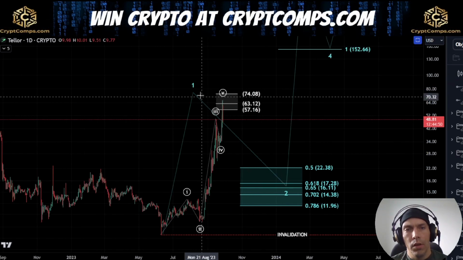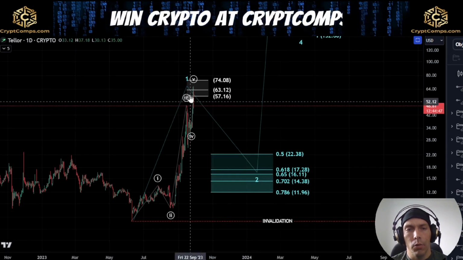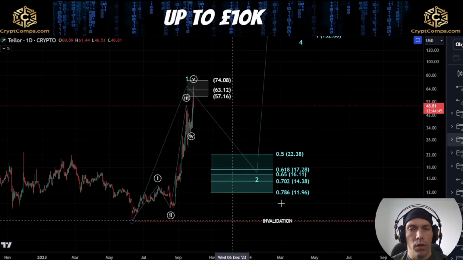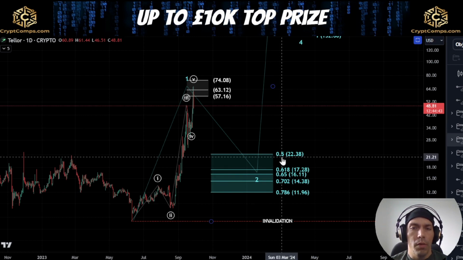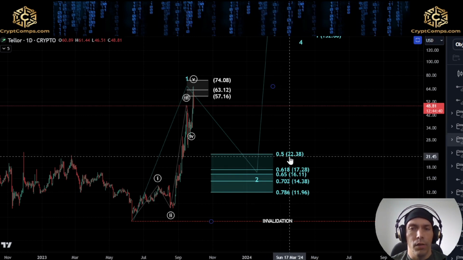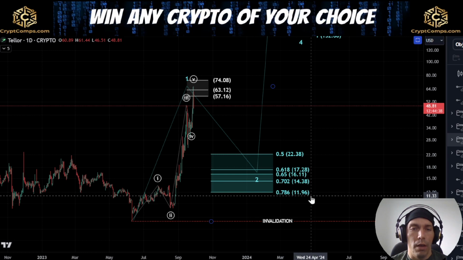Because of that reason, I'm just looking out for the potential here that we could start to see a bigger push to the downside, where we could see a move down somewhere between this 50% and the 786, which would be 22.38 to this 11.96.